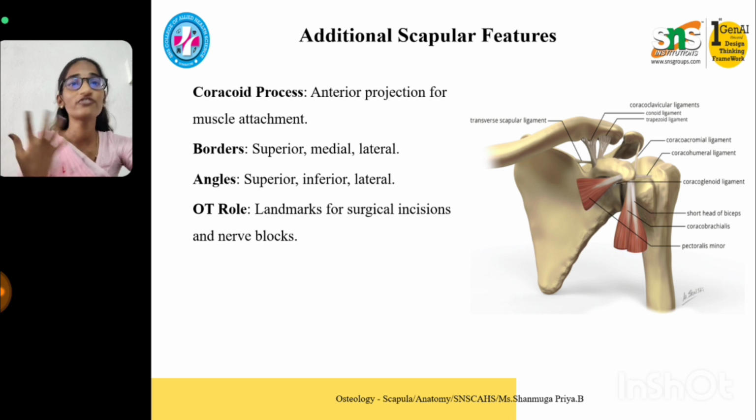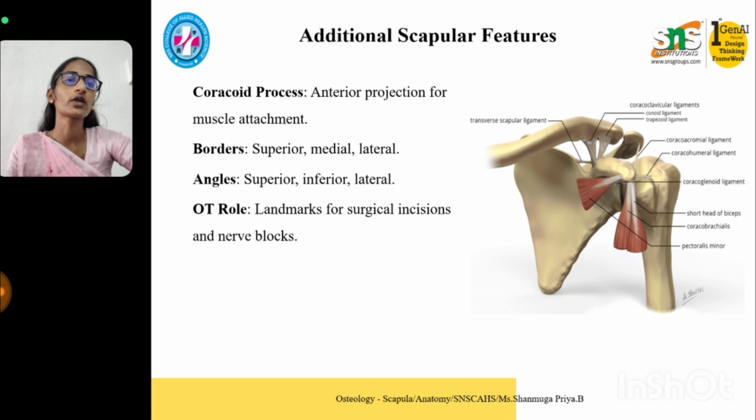So there are more features to explore. The coracoid process is a hook-like projection on the anterior side, sticking out like a bird's beak. That's actually where its name comes from, coracoid, meaning like a crow. It's a key attachment point for muscles like the biceps brachii. The scapula also has three borders, superior, medial and lateral. There are three angles, superior, inferior and lateral. These landmarks are like a map for the surgeons.